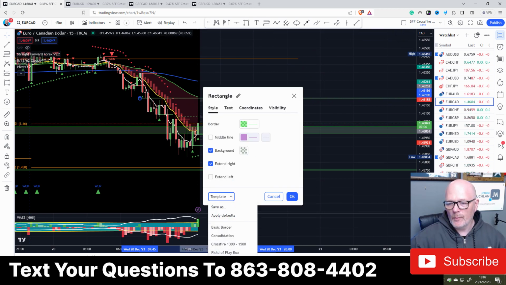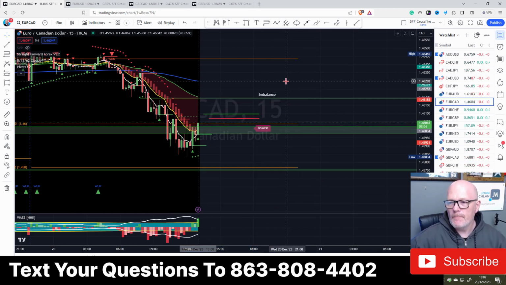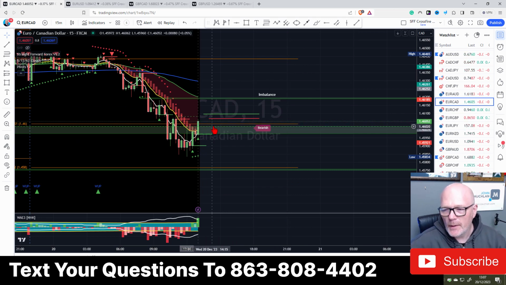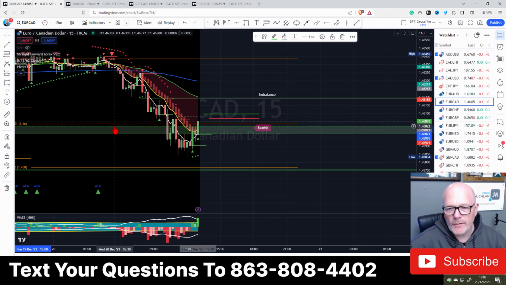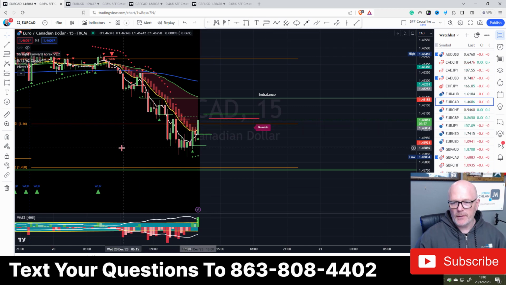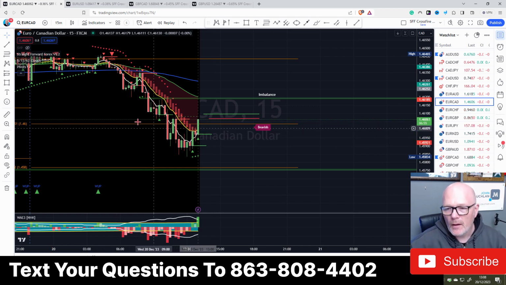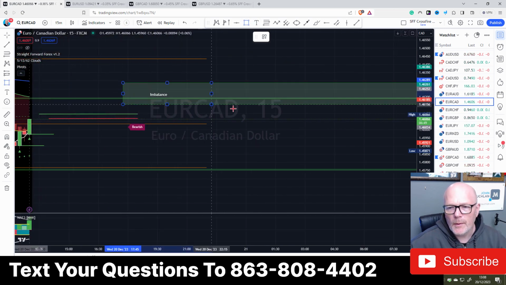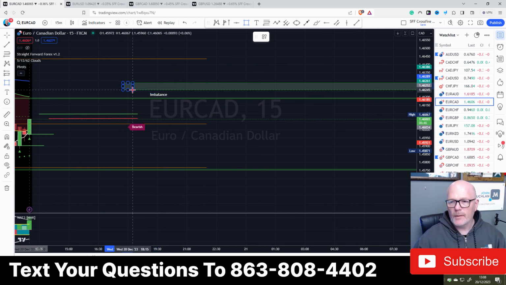What I like to do is put my imbalance template on there. This imbalance here was from a previous area of imbalance, so that's been taken out, so we can remove that. What else have we got? We've got some imbalance up here. Let's make this a bit bigger, just so we can see it.